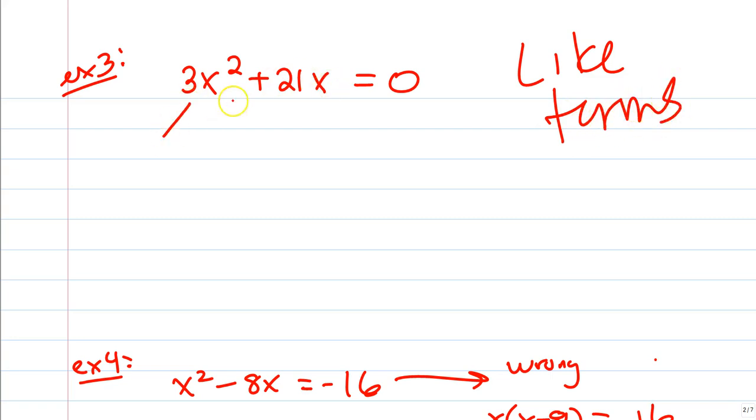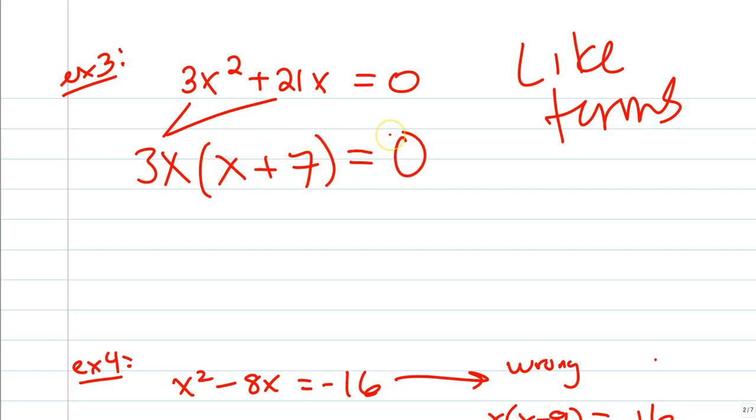3x and 21, 3 and 21 are both divisible by 3, and these both have an x. When I factor that out, I'm left with x plus 7. This is now factored. Take each group, set it equal to 0. You can treat the 3x like a group if you'd like, or do it separately. It makes more sense, I think, to group it. 3x equals 0, and x plus 7 equals 0.